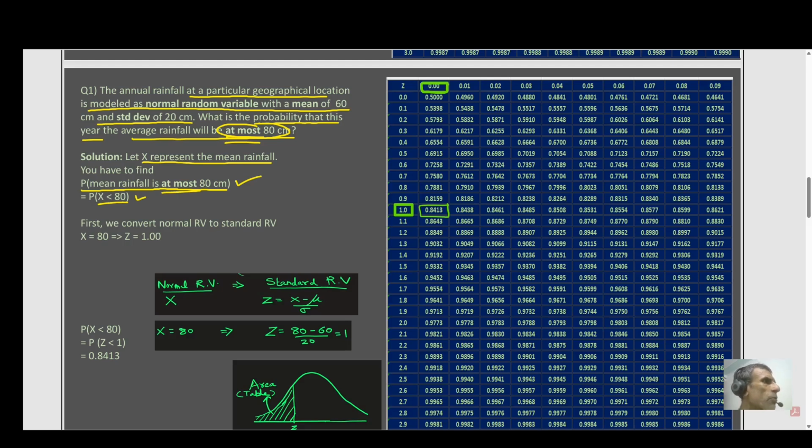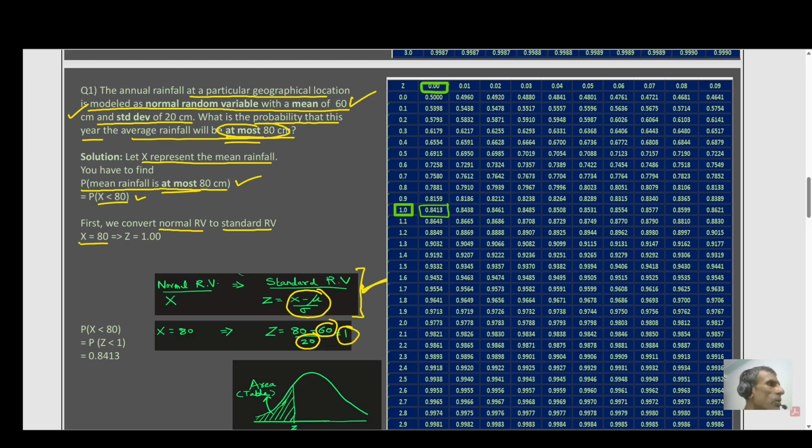The first thing we do is convert our normal random variable to a standard normal random variable, using this formula right here. So X equals 80, and let's substitute the values. You know your X, your mu, and your sigma. Your mu is 60, which is given to you right here. Your standard deviation is 20, given right here. And X is 80. So 80 minus 60 divided by 20 comes out to be 1.